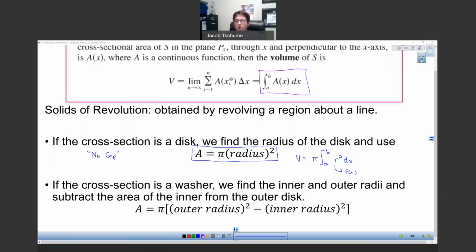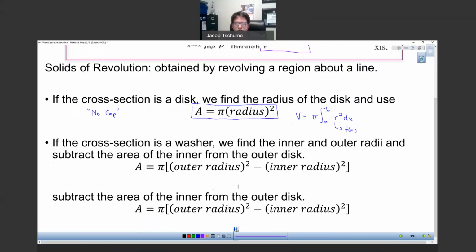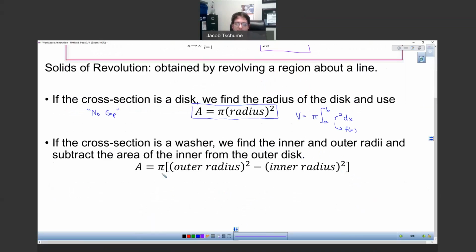If you are doing what we call the washer method, so if the cross section is a washer, we will need to find what we call the inner and outer radii and subtract the area of the inner disk from the outer disk. So your formula for area that you're going to end up integrating would be pi times the outer radius squared minus the inner radius squared. Since pi is once again just a constant, you could factor that pi out of your integral, and then you would take your outer radius function and square that, minus your inner radius function squared. And once again, this can be done in terms of x or y.